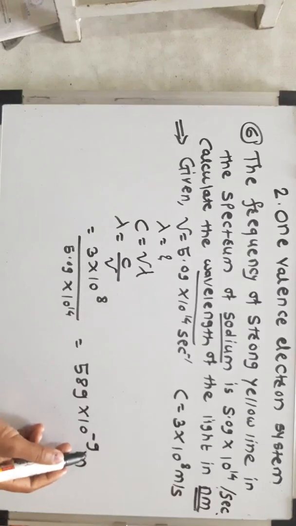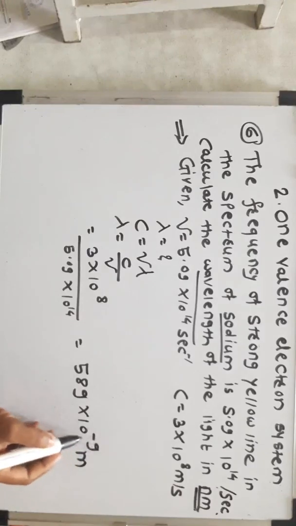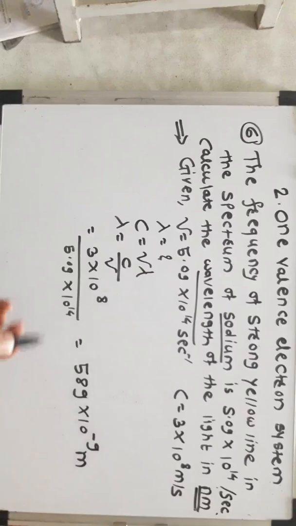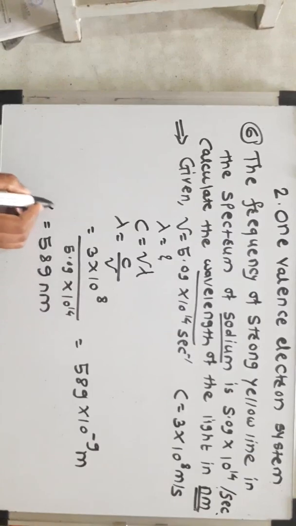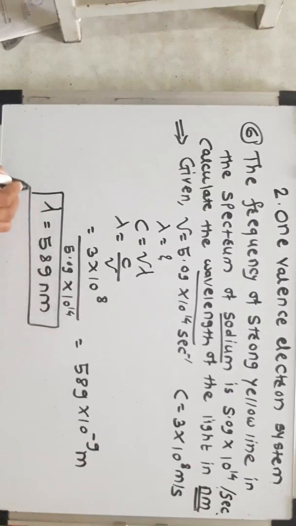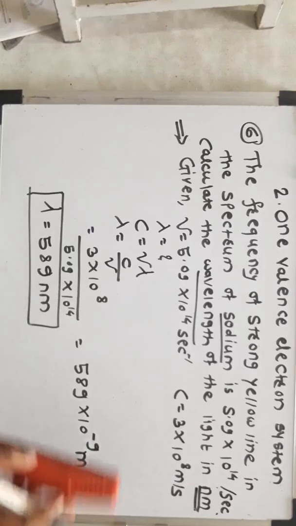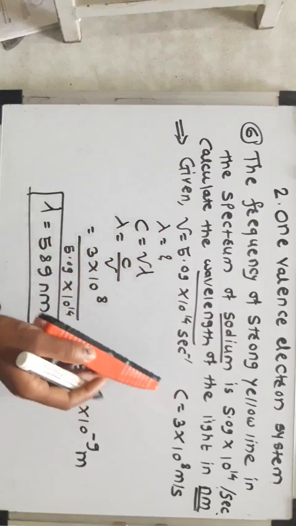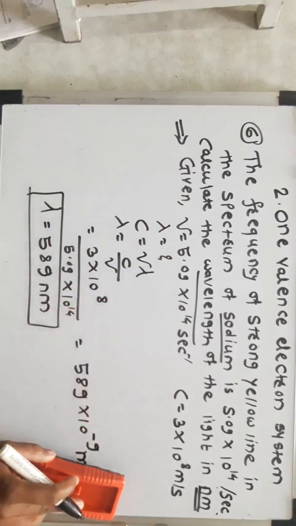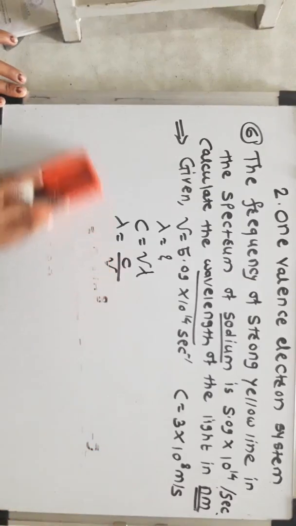And you have to know this relation: 10^-9 meter is equal to 1 nanometer. Therefore the wavelength λ is 589 nanometer. The wavelength of this sodium light is 589 nanometer. Now the same problems based on this will be solved in homework.